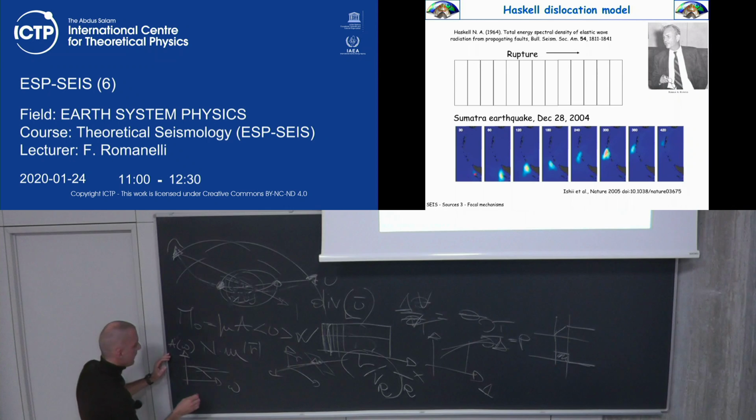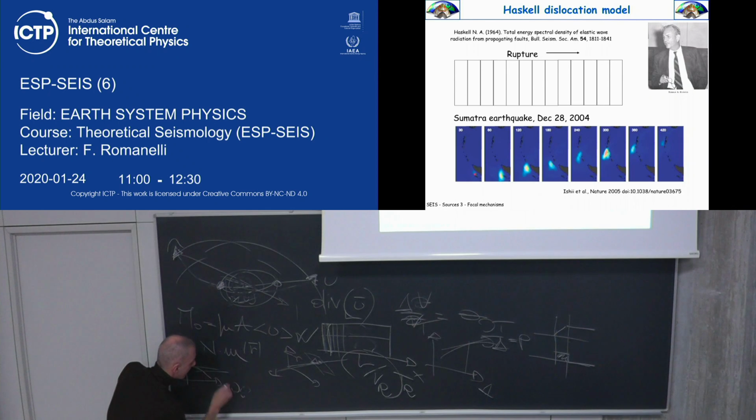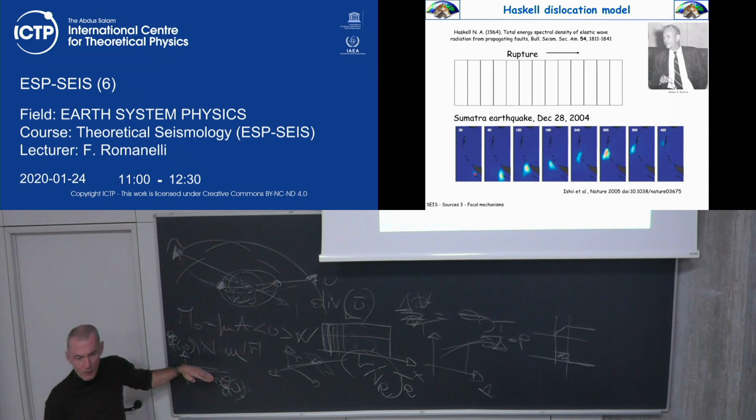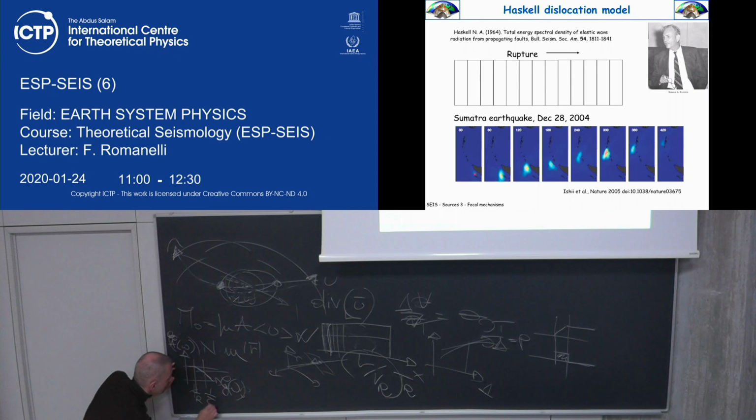Now, let's take the logarithm. And the logarithm of this, the two slopes will be -1, -2. And these two corner frequencies will depend on 1/TR, and this will depend on 1/tau. My message is that the source spectrum is not flat.